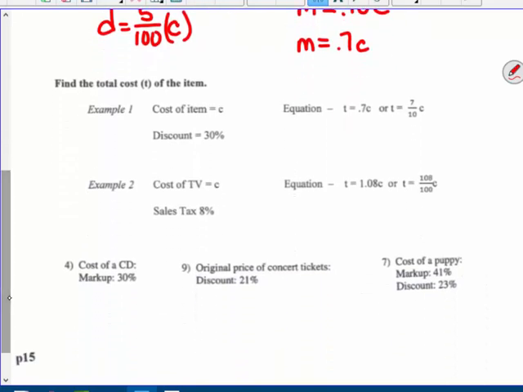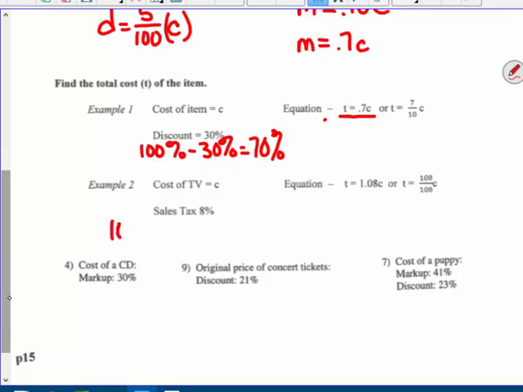Find the cost, now find the total cost. That's different. Here's where I'm adding or subtracting from the 100. And when it's a discount, I'm going to subtract: 100% minus 30% would give me 70%. So my total cost, T, as you can see here, equals 7/10ths, changing my percent to a decimal, times the cost. So T equals 7/10ths of C, or the fraction 7/10ths.